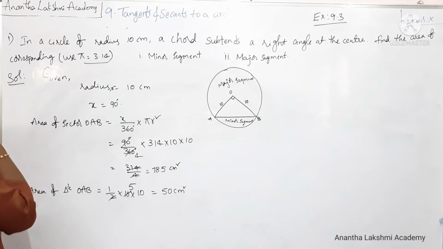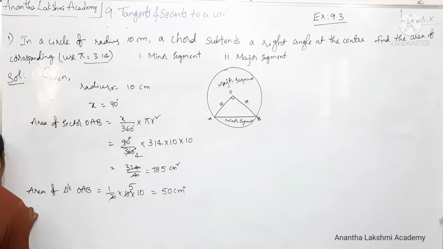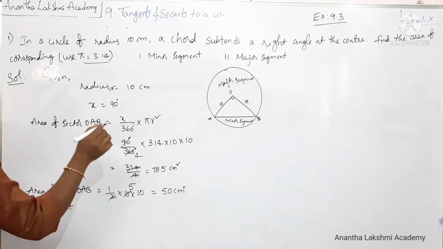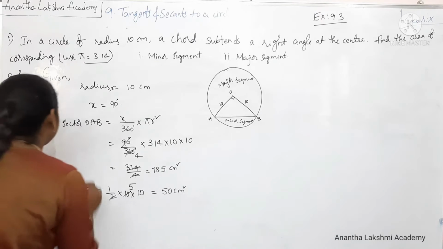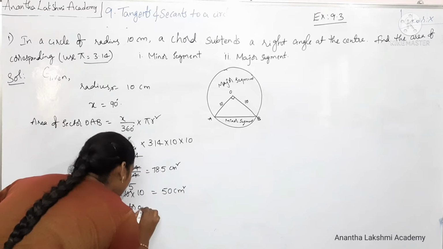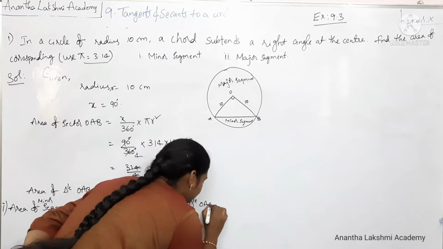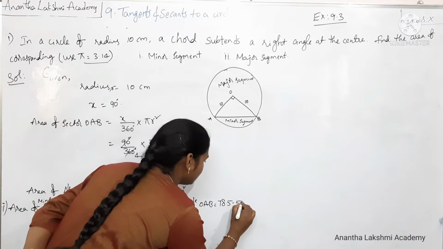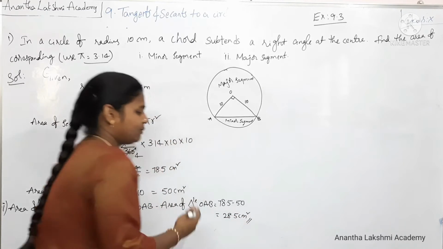So what is the area of segment now? Area of sector minus triangle. So that is going to be area of segment. Which segment is that? Minor segment. This is area of minor segment, is equal to area of sector OAB minus area of triangle OAB, which is nothing but 78.5 minus 50, which is 28.5 centimeters square. That's about the first bit.